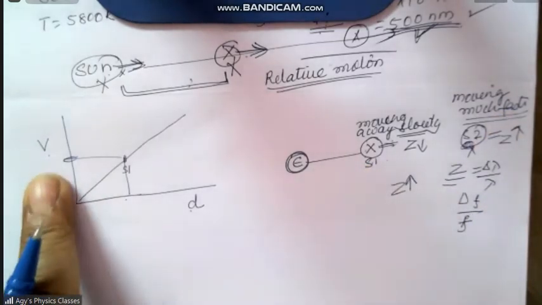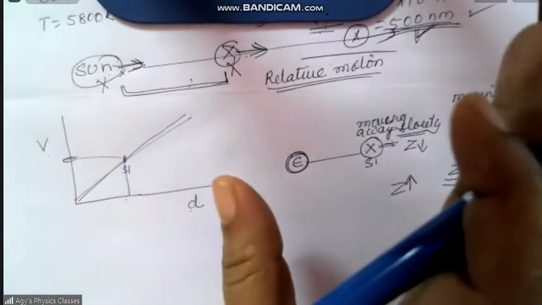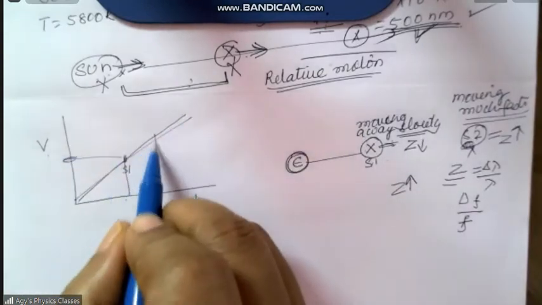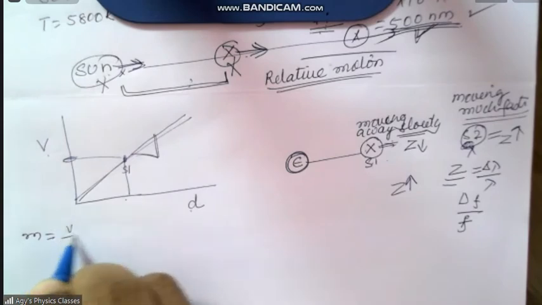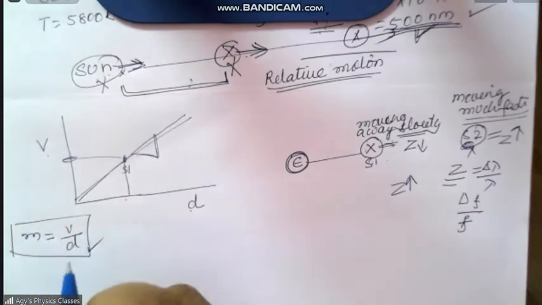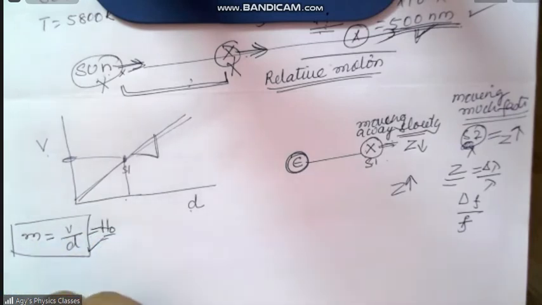V and D are directly proportional. This is Hubble's law. Okay, very important. And what is the other significance? The gradient of this graph is equal to V by D. Now, what is this? This gradient is called Hubble's constant.